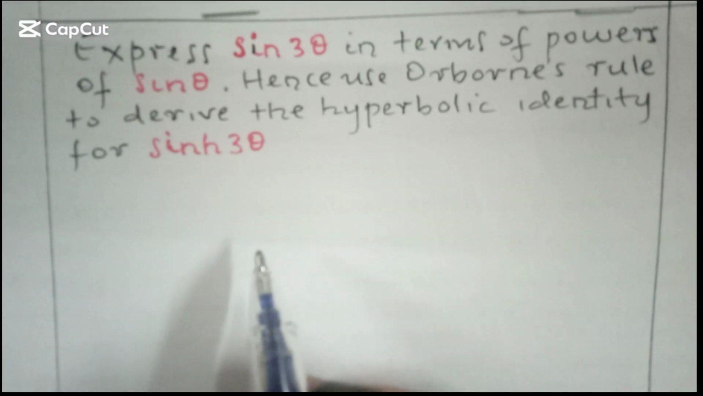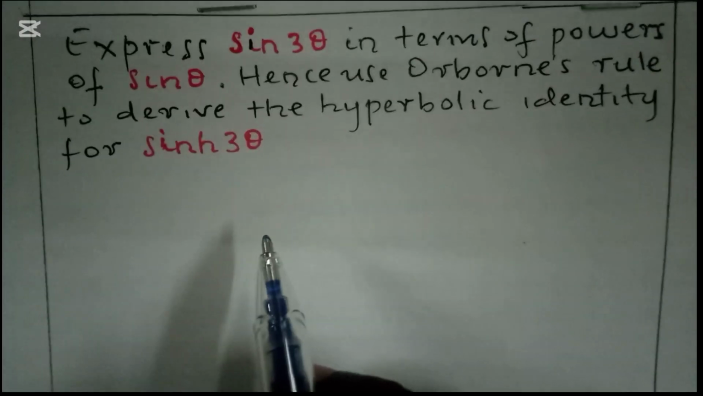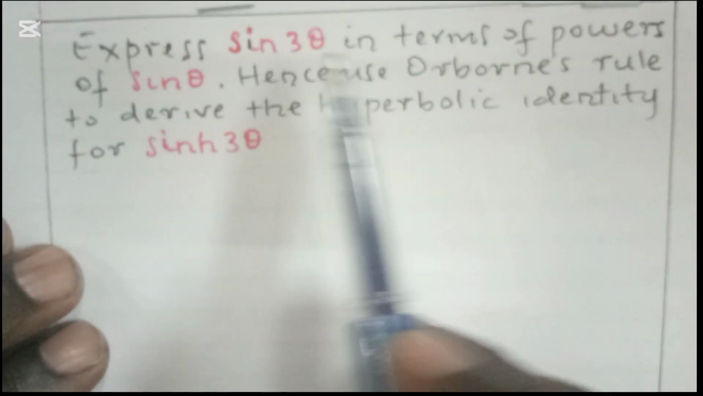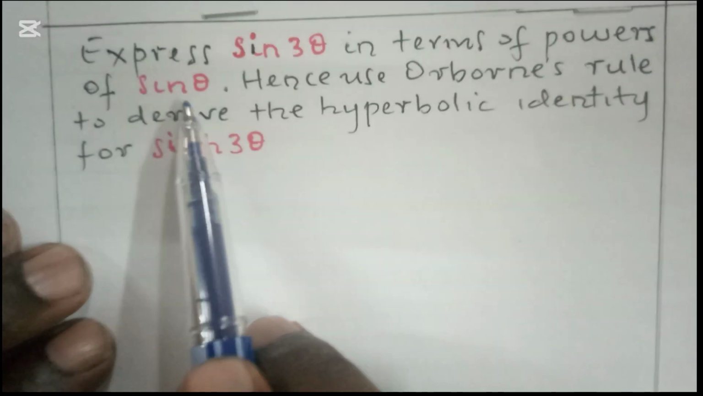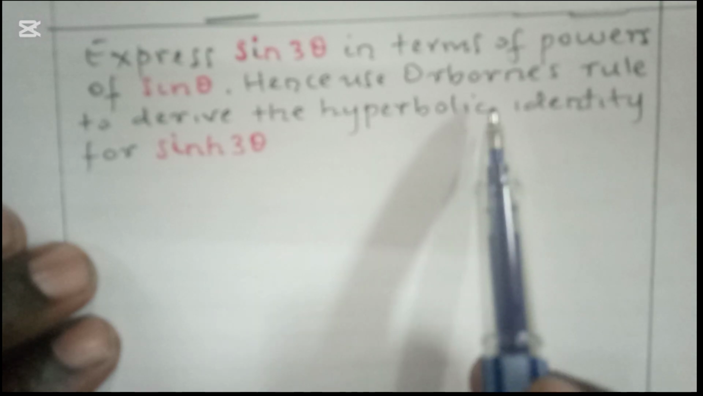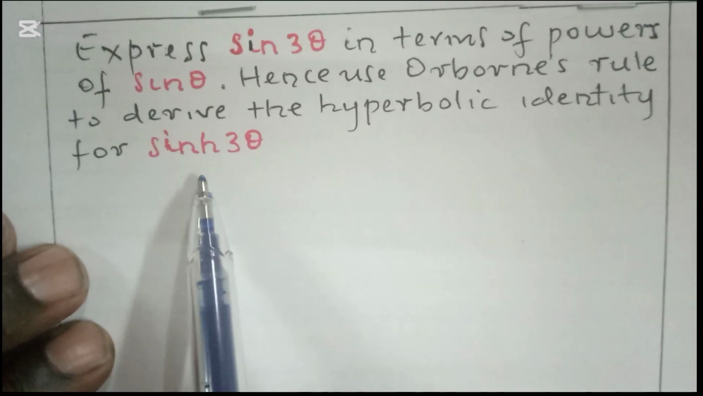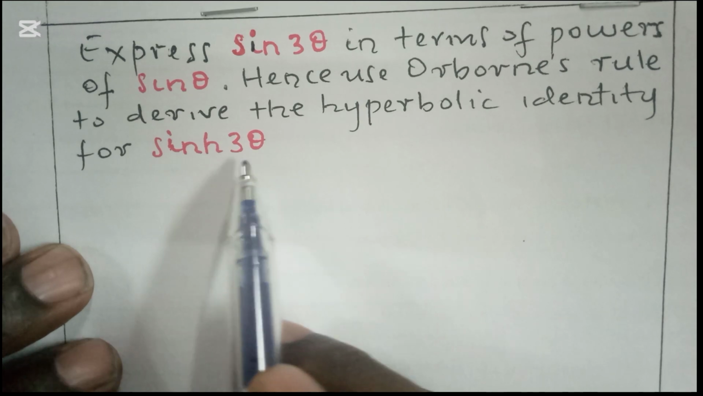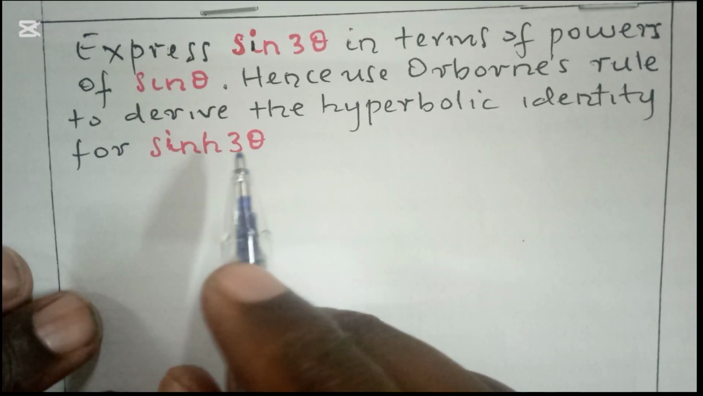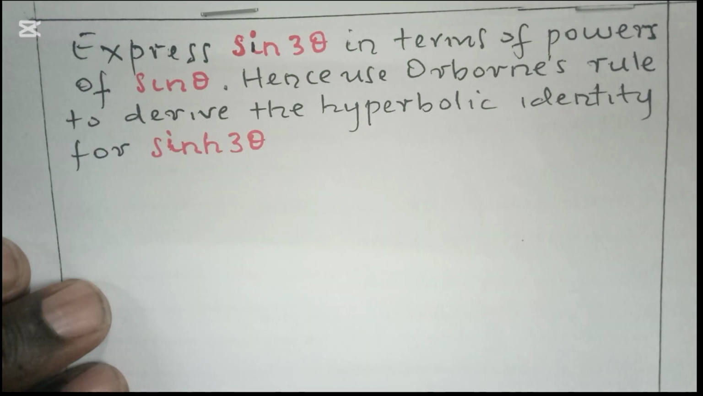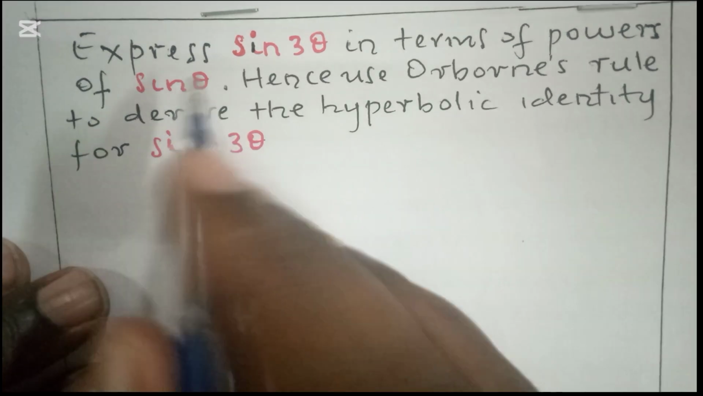Let's do this problem. And guys, first we read the question. Express sine 3 theta in terms of powers of sine theta. Hence, use Osborne's rule to derive the hyperbolic identity for sinh 3 theta. And so guys, I start that question.